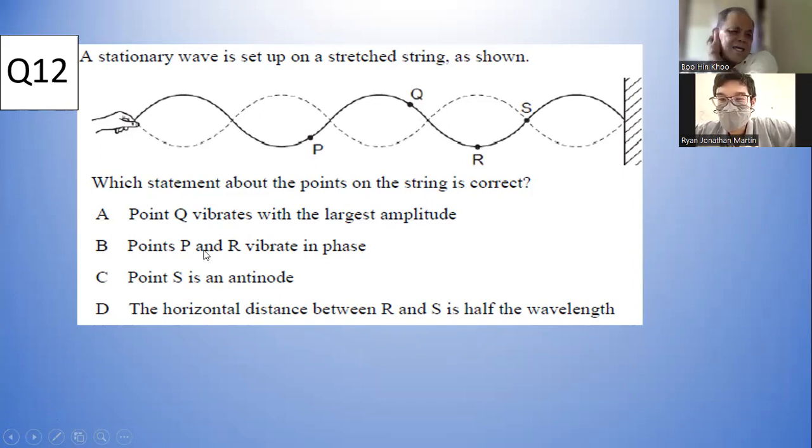Points P and R are vibrating in phase. P and R, they are in phase. R and Q are in antiphase. Don't get caught. This is phase, not amplitude. They are different amplitude, but they are in the same phase. This one and this one is in phase. This one and this one is 180 degrees out of phase. S is the node, not antinode. Horizontal distance between R and S is a quarter wavelength, not half.